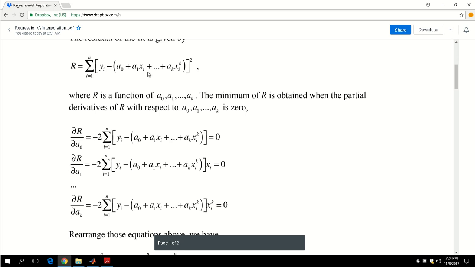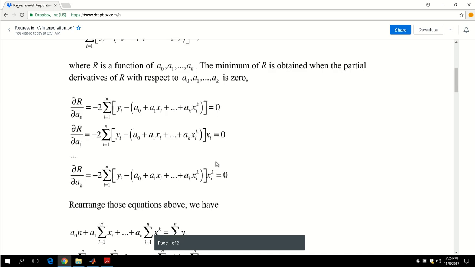If we have k parameters, we take a partial derivative with respect to each of the A's. This partial derivative can be calculated analytically based upon this particular definition of R. It's going to give us a number of equations if we set the first order derivative to 0. That's the standard way for finding the extrema in calculus: you compute the first order derivative and then set it to 0.